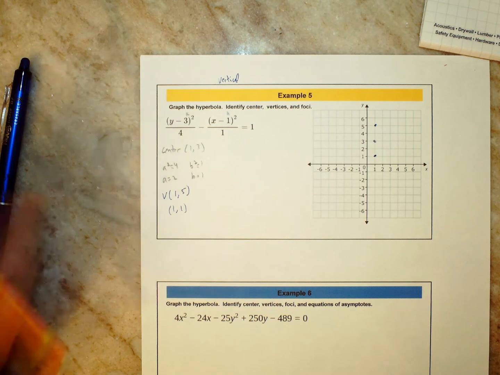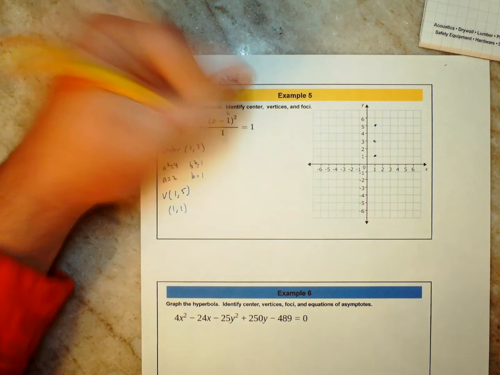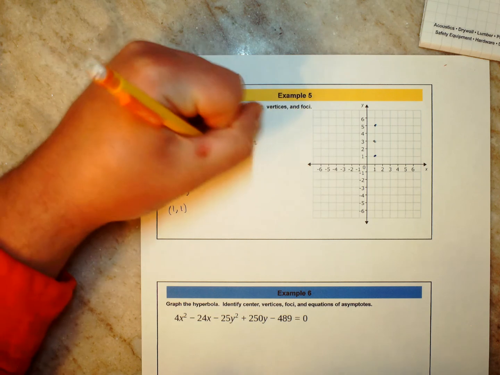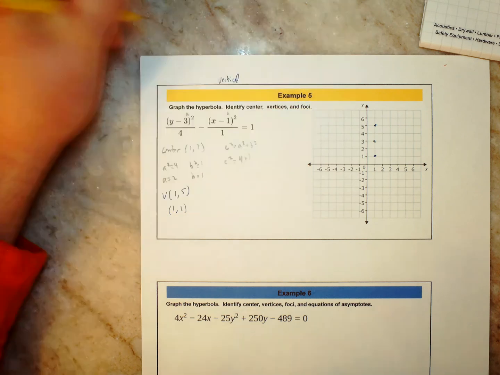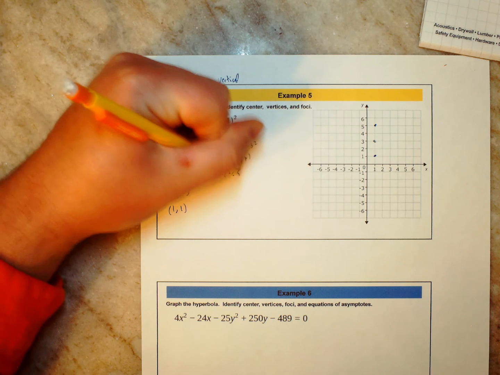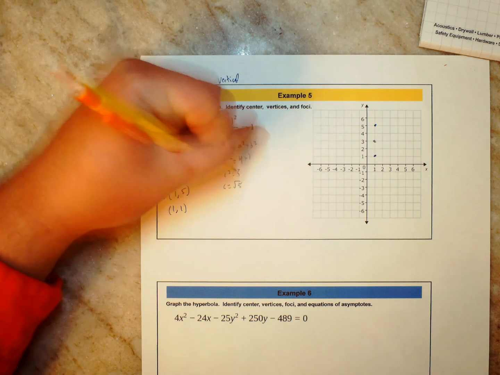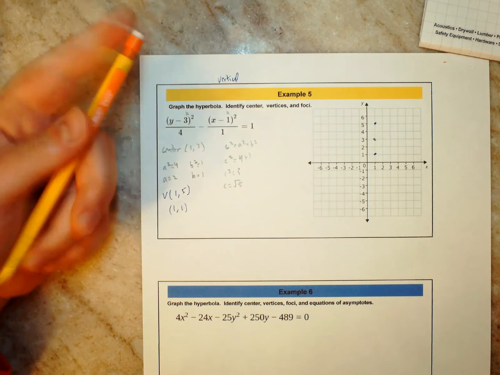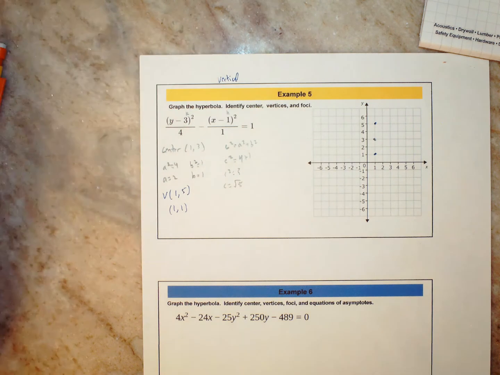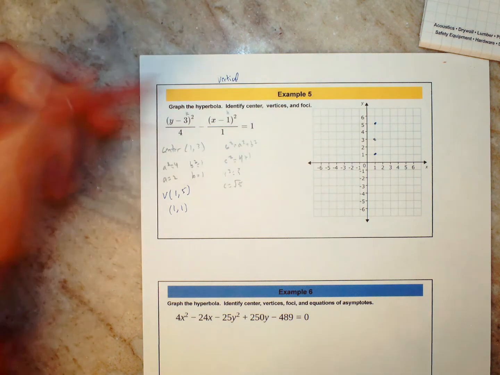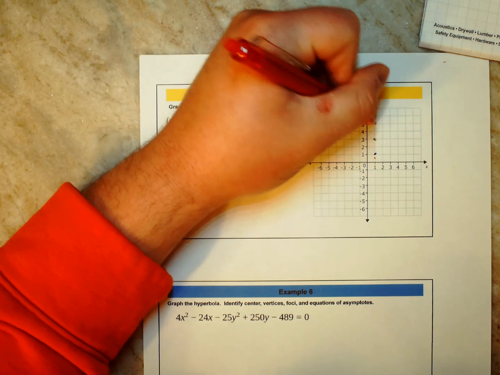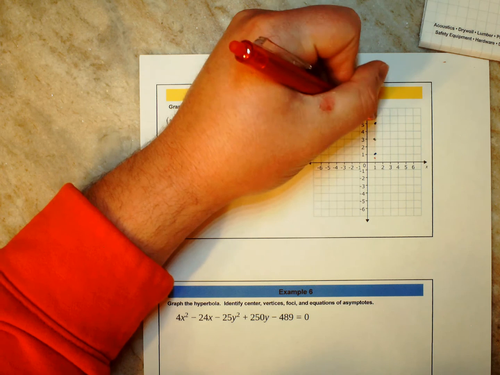Next, we are going to do the foci. So your foci equation, c squared equals a squared plus b squared. C squared equals 4 plus 1. C squared equals 5, so C equals √5. So √5 is like 2 point something. So again, you just have to go 2 point something away from the center. So up and down, you're going to go 2, and then just a little bit more, just an estimate.